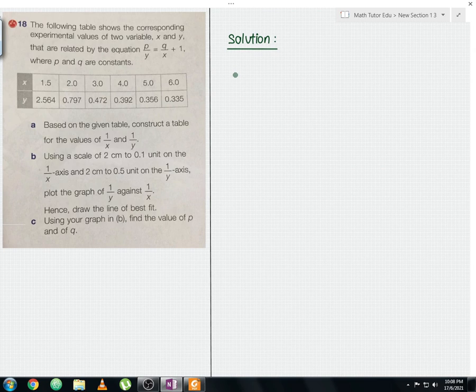Now I'll be discussing Form 4 Additional Mathematics Chapter 6 Linear Law HOTS question example 5.